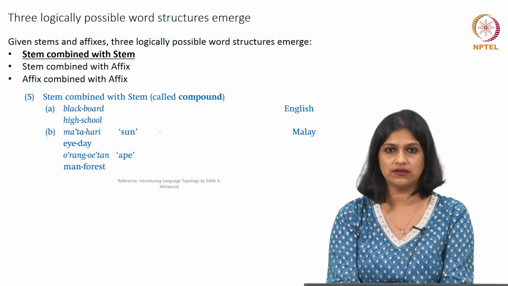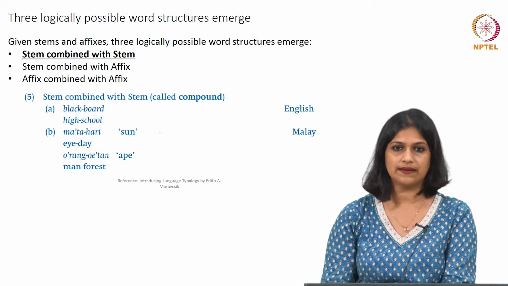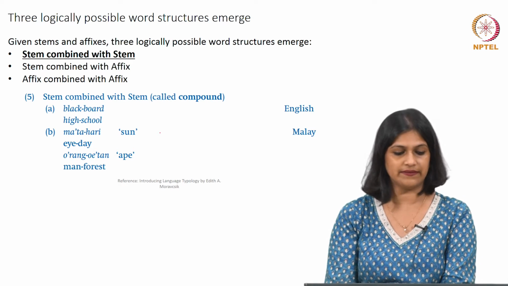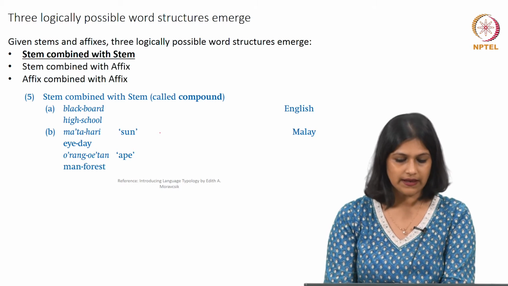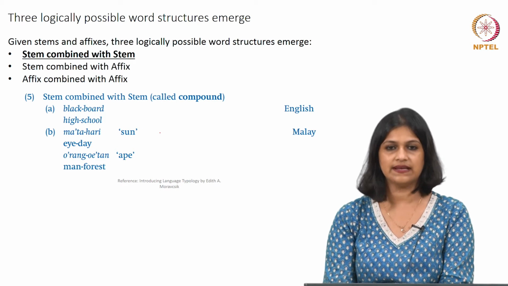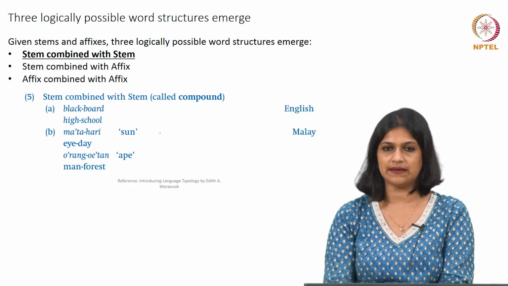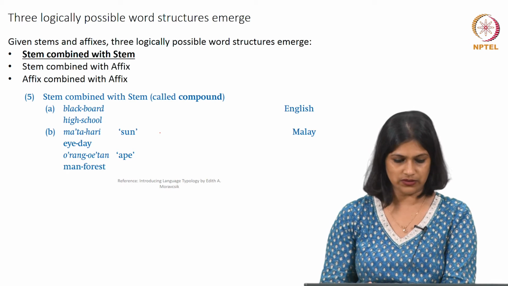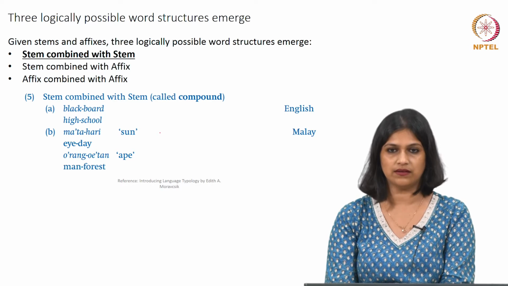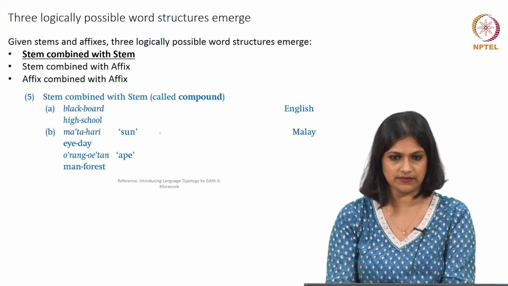When you are talking about the logically possible word order, the first type, stem combined with stem, English allows it, Malay also allows it. So, Malay data is given in 5. Matahari, which means sun. So, mata is eye and hari is day. Both of them are stems in Malay. That is why the stem combining with stem type is valid in this language. The other example is orang hutan, which is primarily ape, like the human, the forest dwelling people in that sense, in the early stage of early humans.